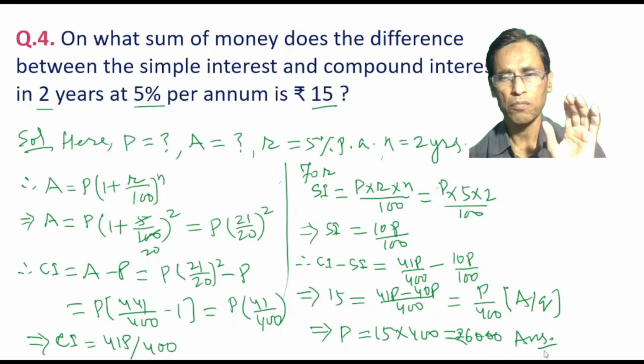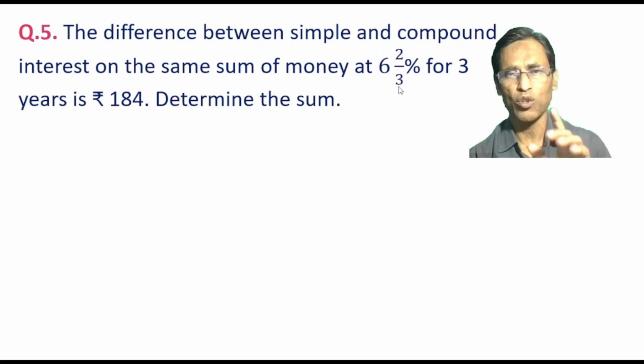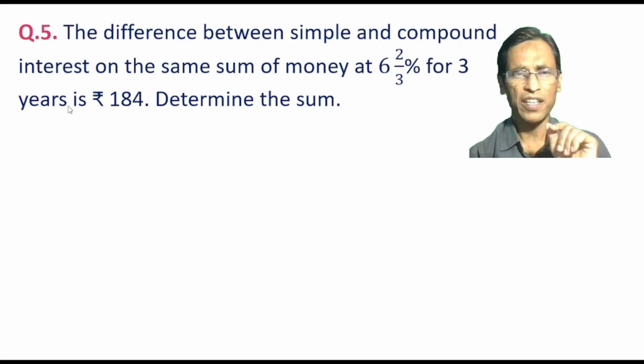Answer. Our next question is question number 5. The difference between simple and compound interest on the same sum of money at 6 and 2 by 3% for 3 years is 184 in rupees. Determine the sum.